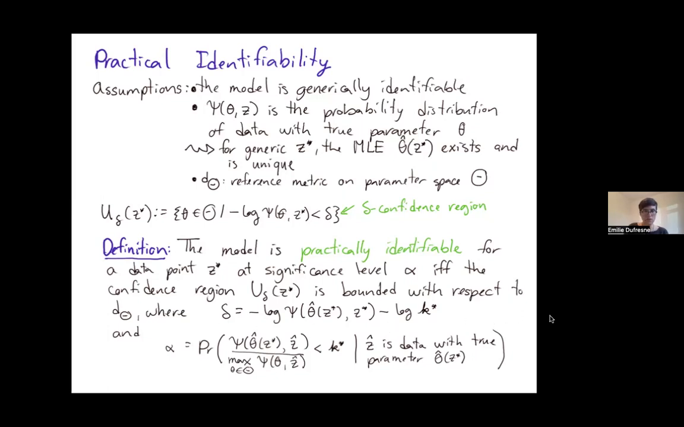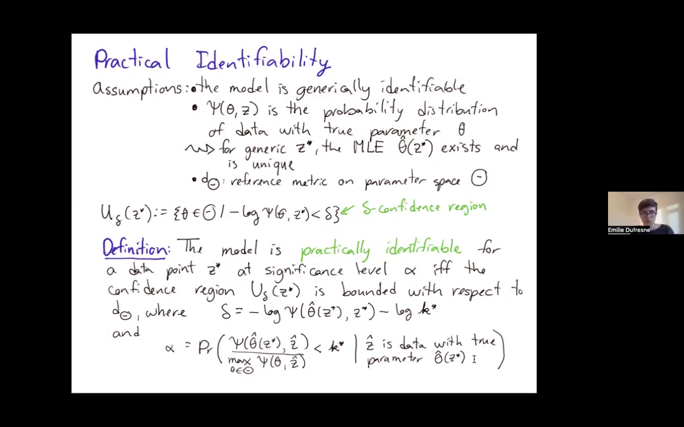So it's the negative log likelihood of psi of theta hat of z star, that's the maximum likelihood estimate that you get from the data point z star. And then I've got z star again, and negative log of k star. And this k star is determined by the significance level alpha. So alpha needs to be the probability that this thing is smaller than k star, where z hat is data with true parameters, this maximum likelihood estimate.